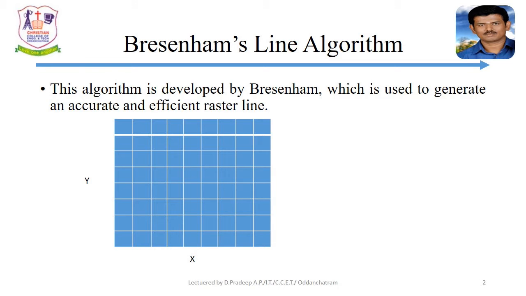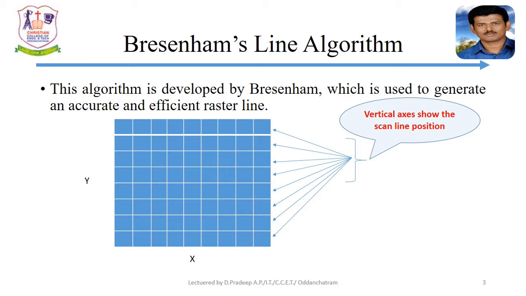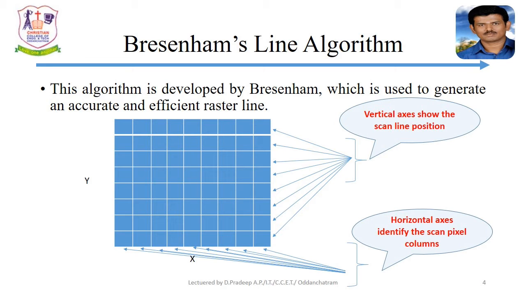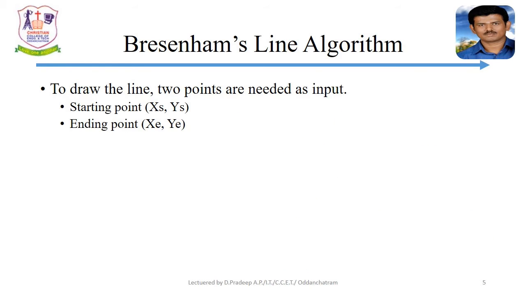Usually our monitor can be taken as x and y, in the sense that the vertical axis shows the scan line position, and the horizontal axis identifies the scan pixel columns. To draw the line, two points are needed as input, the starting point and the ending point. The starting point can be represented as xs, ys or x1, y1. The endpoint can be represented as xe, ye or x2, y2.